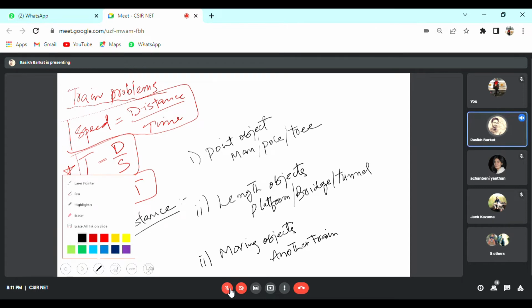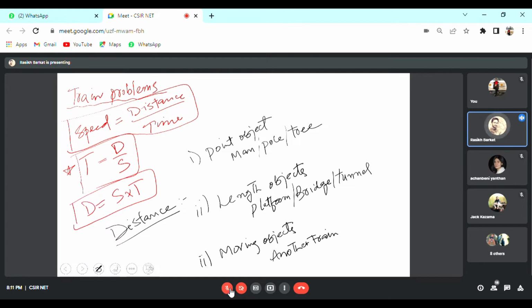Now, what will be the distance in each category? Now you have to remember these 3 points. The distance in case 1 will be the own length of the train, or we call it LT, length of train. This length of train will be the distance covered.